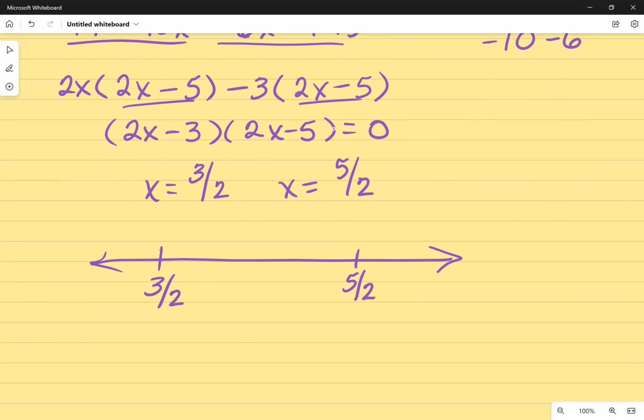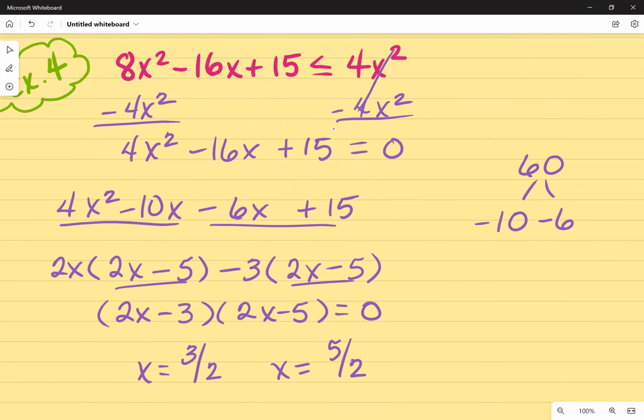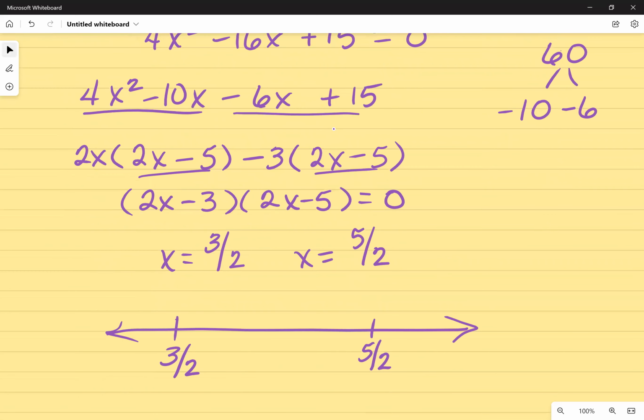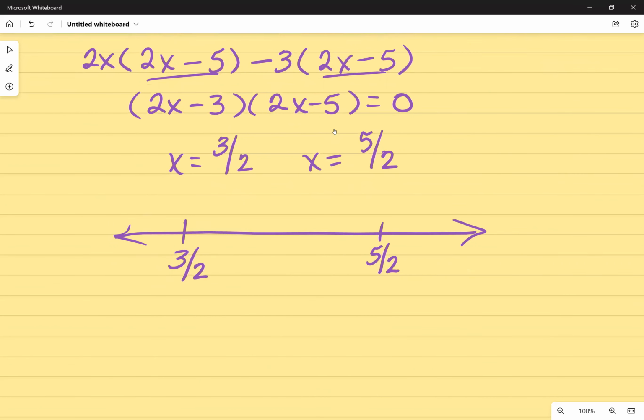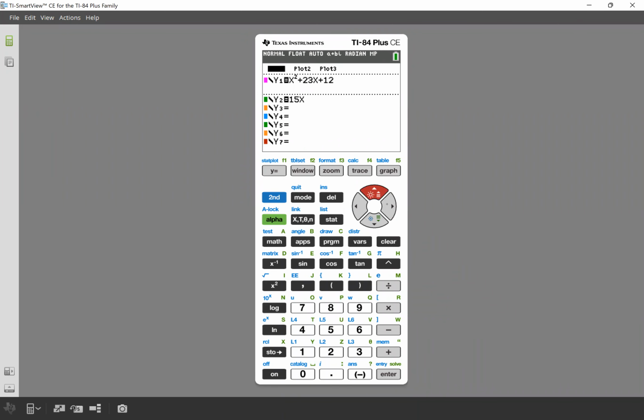So now I'm going back to my original problem and I'm looking and I see that the inequality has an equal sign to it. So therefore I know that I'm going to have closed circles. Let's go ahead and do that. And I'm going back to my calculator, clearing out what's here. Oops.